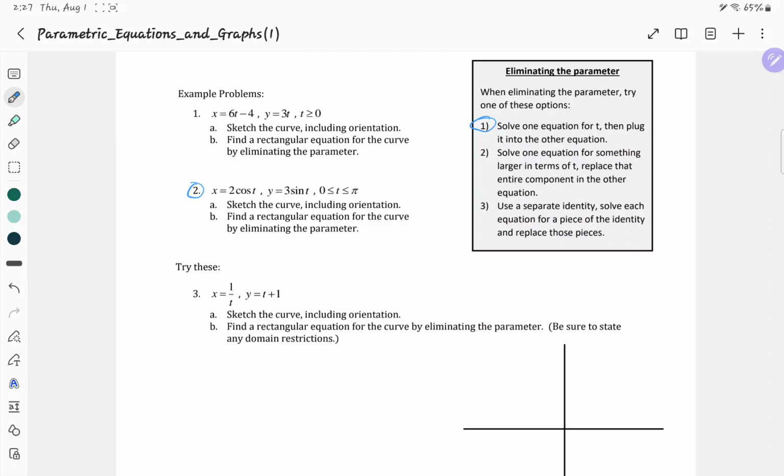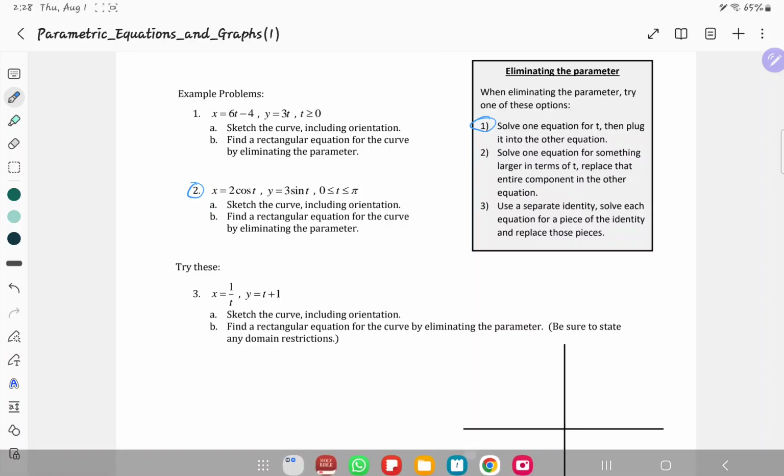So sketching the curve, we kind of went through this last time using Desmos. So I'm going to do that again. X is 2 cosine t, y is 3 sine t, right? And this time t is only going between 0 and pi. So we'll go ahead and put those into Desmos.